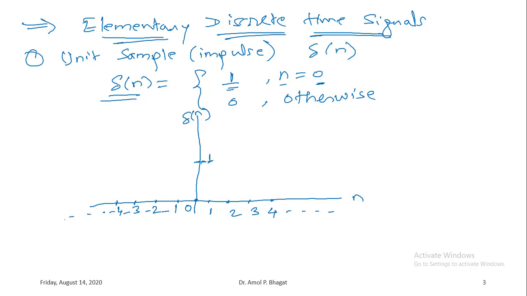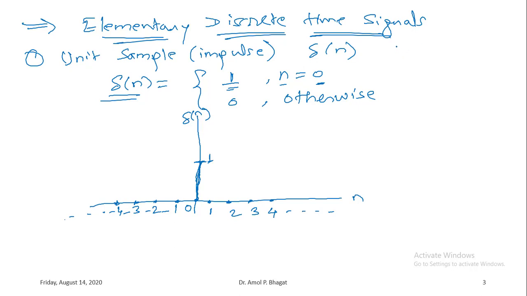Okay, so there is only one non-zero value, that is at n is equals to 0, that is at origin, and for remaining values of n, that is for n is equals to 1 it is 0, n is equals to 2 it is 0, as well as 3, 4 and so on. For all the remaining values of n, it may be positive or it may be negative, the value of del of n is 0. Okay, so this is called as what? Unit sample or unit impulse sequence or signal. This is the first elementary discrete time signal.